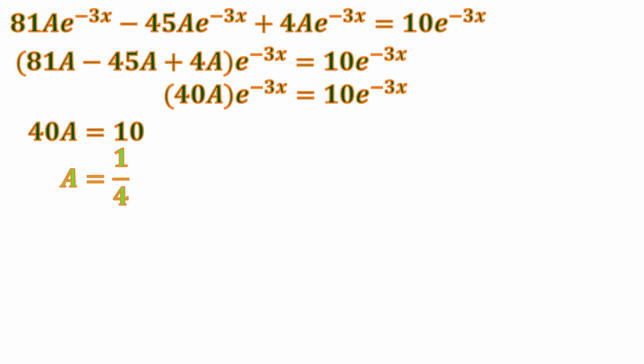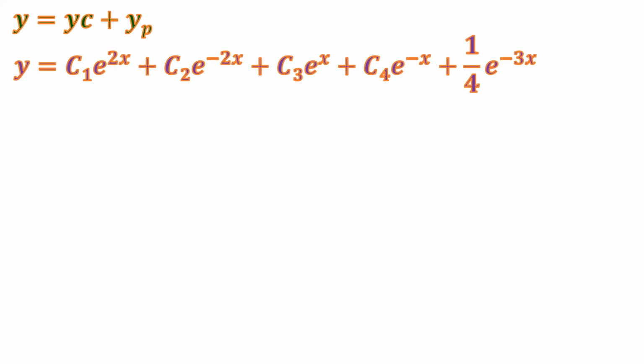Since we know the A, which is 1/4, let's go back to our yp and substitute. So yp is 1/4 e^(-3x). Now we have the yc and the yp, so we can get the y for the general solution. So y is equal to c1 e^(2x), plus c2 e^(-2x), plus c3 e^x, plus c4 e^(-x), which is the whole yc, plus the yp, which is 1/4 e^(-3x). So that is the general solution.